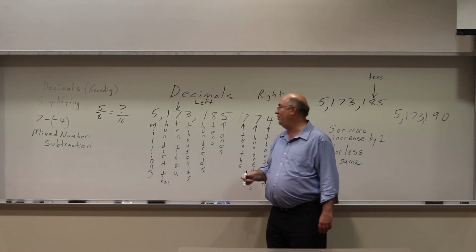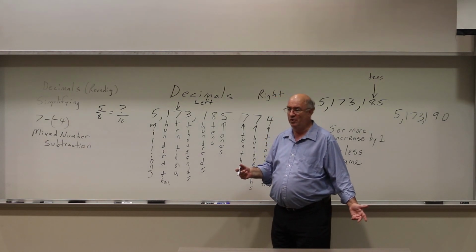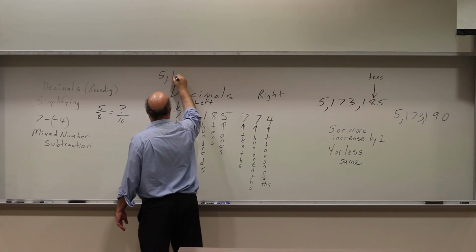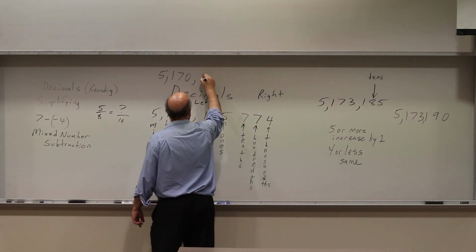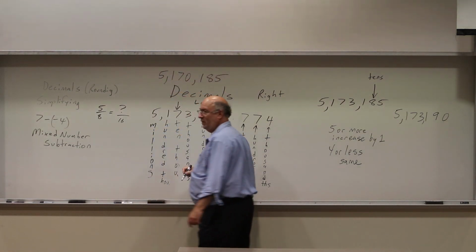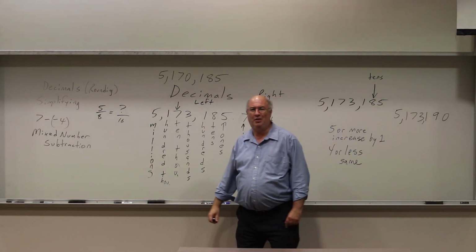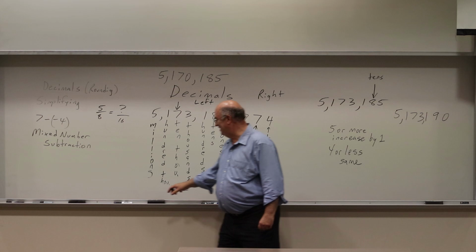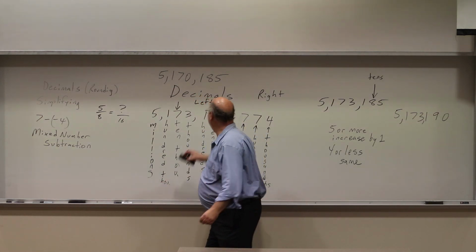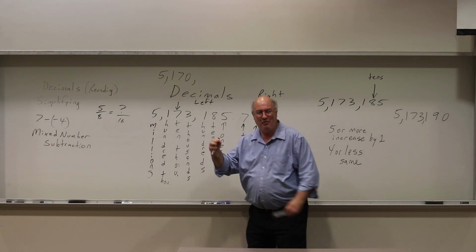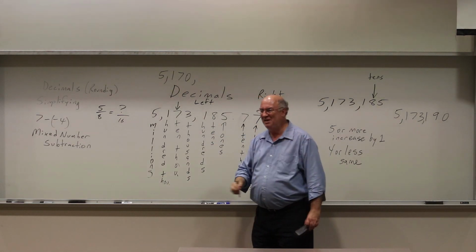The number directly to the right is a 3. 3 is 4 or less, so we leave this number the same. We go 5170... 185. No, we don't do that. This is math. We're supposed to round. Paying attention? Okay. We don't do that. Everything to the right of the number that they ask about gets a 0.